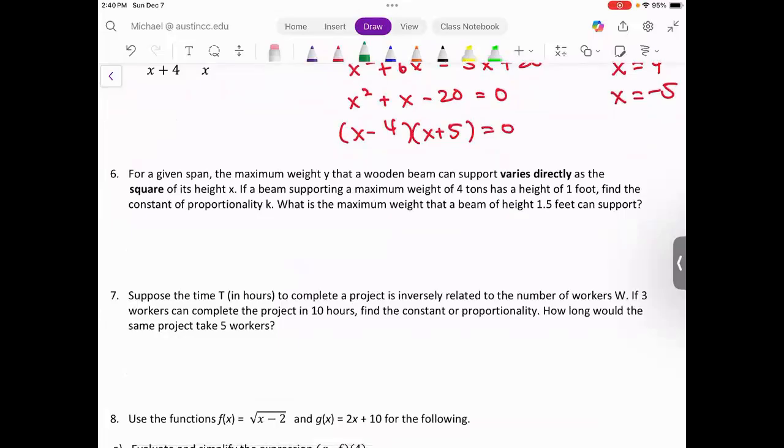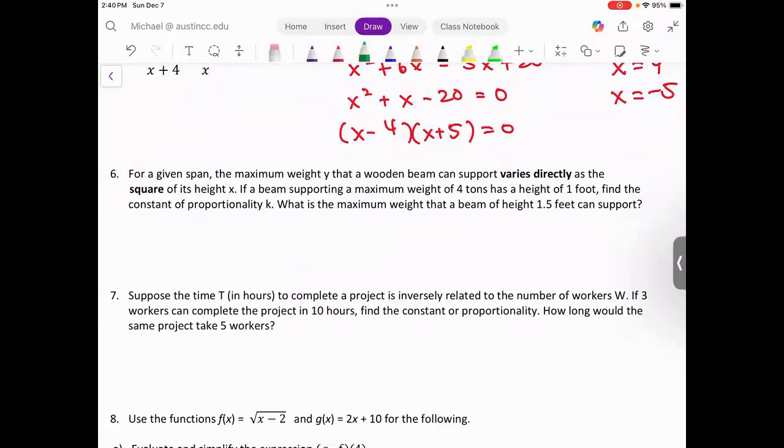Number 6. For a given span, the maximum weight y that a wooden beam can support varies directly as the square of its height x. If a beam supporting a maximum weight of 4 tons has a height of 1 foot, find the constant of proportionality k. What is the maximum weight that a beam of height 1.5 feet can support?